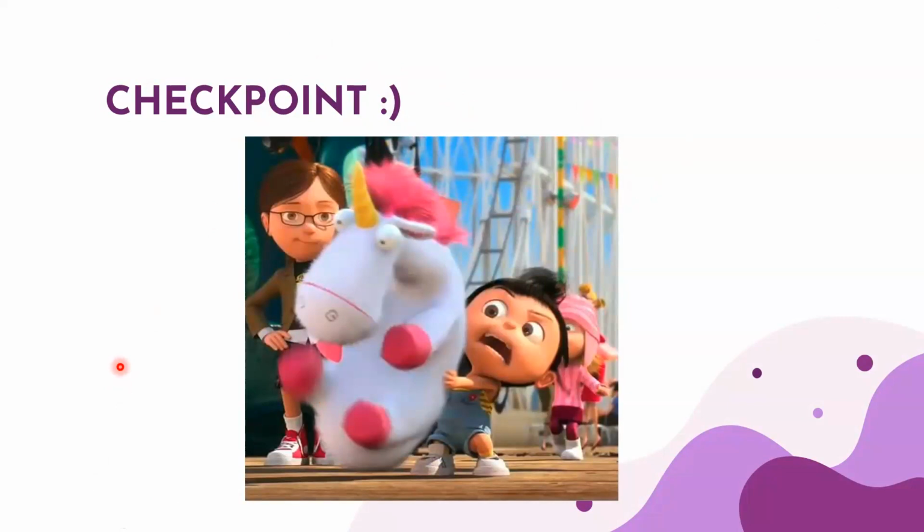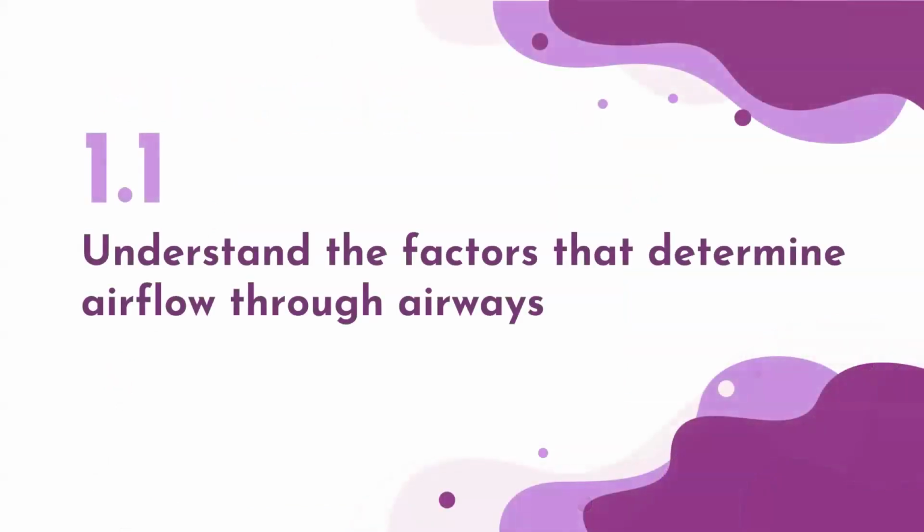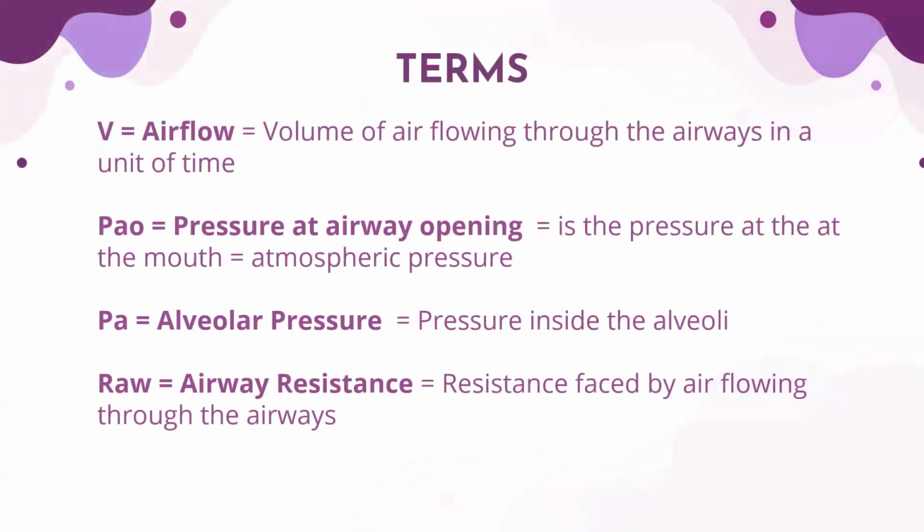Moving on to the next part of this lecture. So now we're going to understand the factors that determine airflow through airways, okay? Before we can get to the details, we actually have to understand a few basic terms in this lecture, okay? Starting off with airflow. So what is airflow basically? It's the volume of air that's flowing through the airways per unit time, okay?